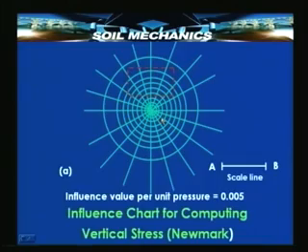Automatically, the value of r here proportionately changes, and therefore a circle of a given r, or a given r upon z, will continue to be representative of the same influence factor 0.005. That is the essence of Newmark's chart, the graphical chart for determining vertical stress.